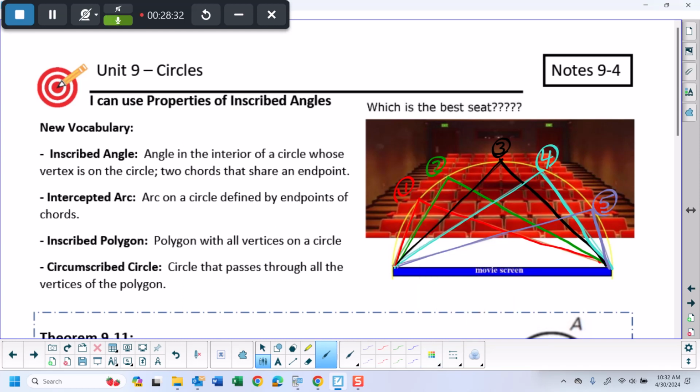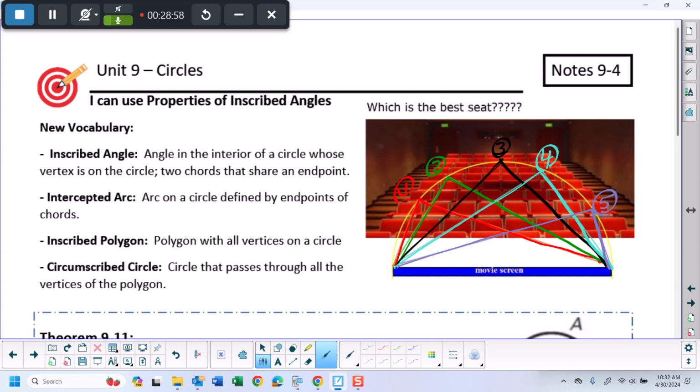What I'd like you and your group to quickly decide is, if you're walking into the movie theater, which is the best seat? Turn and talk about it. Go. 3. I heard lots of 3s. Anybody say 1? Anybody say 2? Anybody say 4? Anybody say 5?